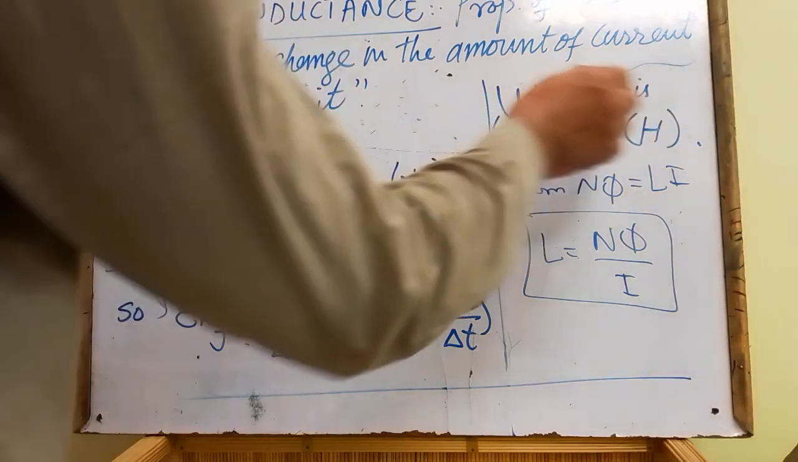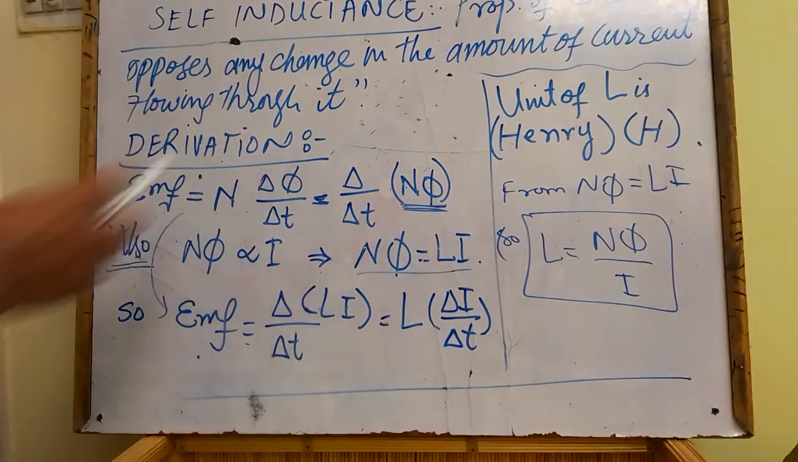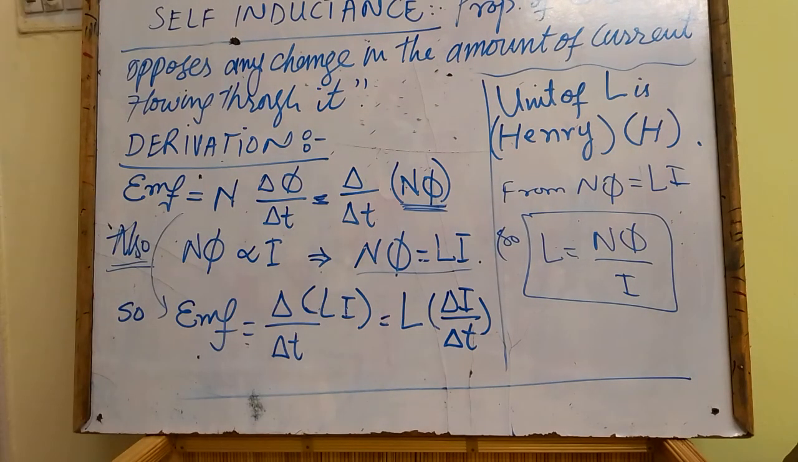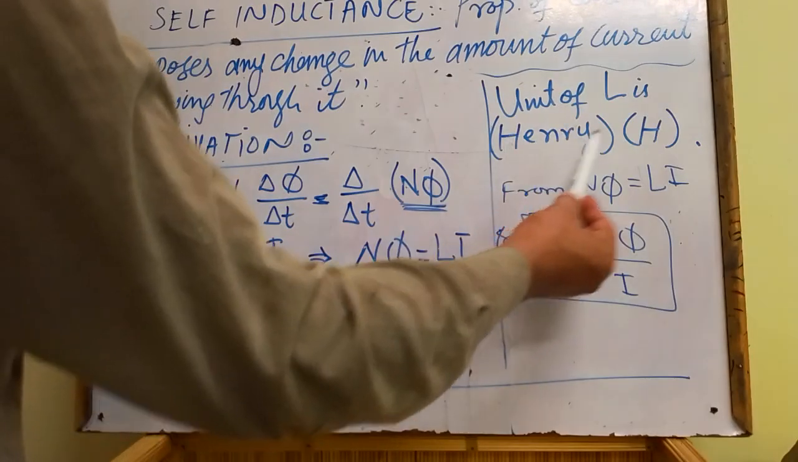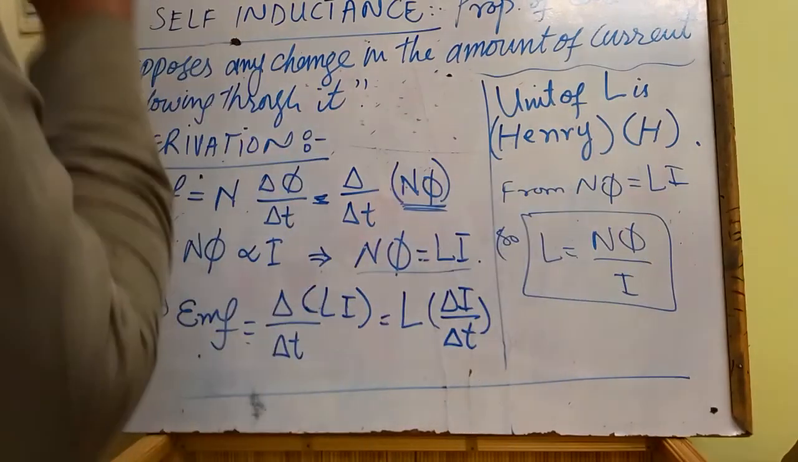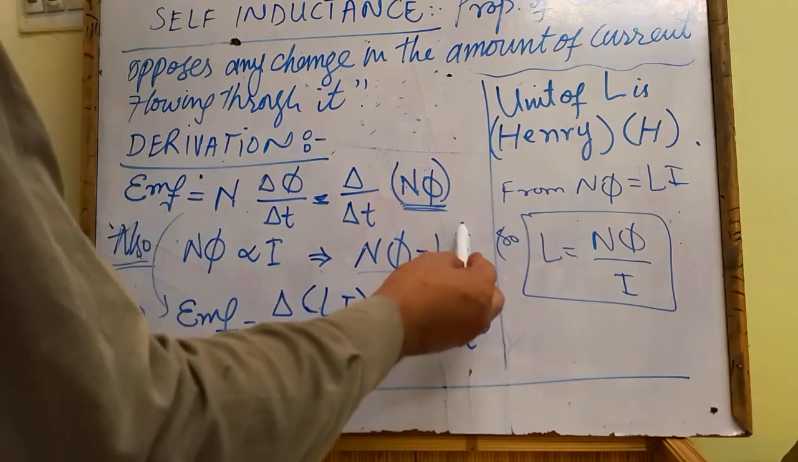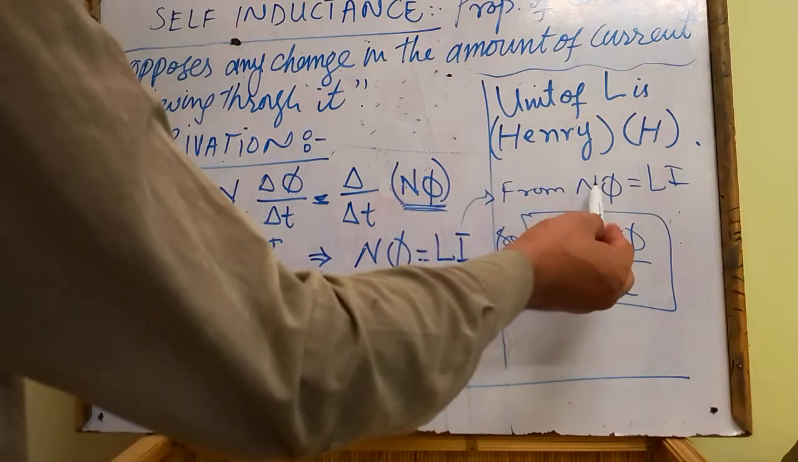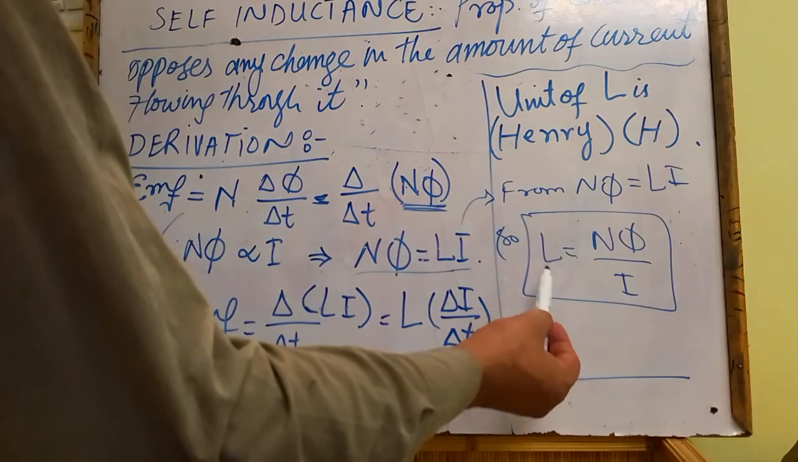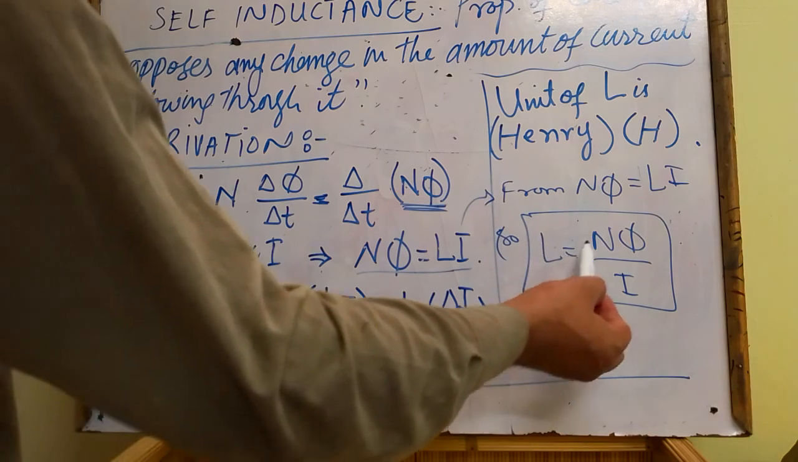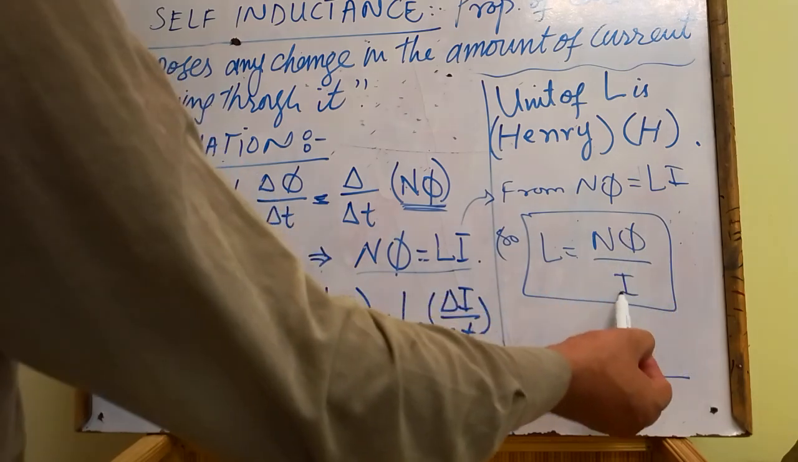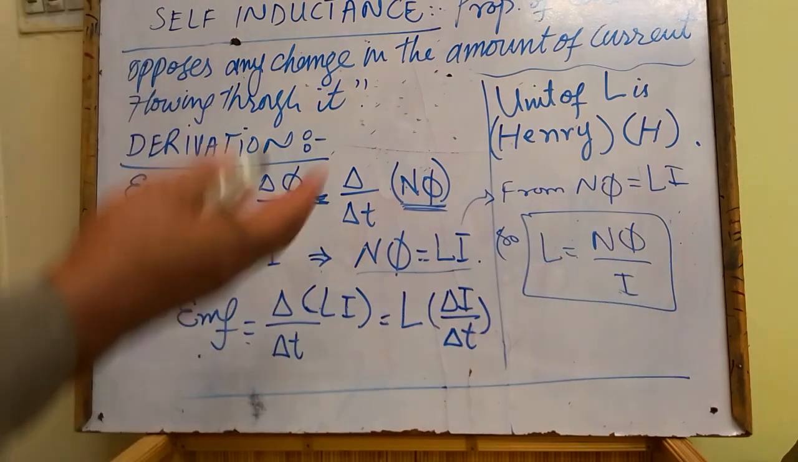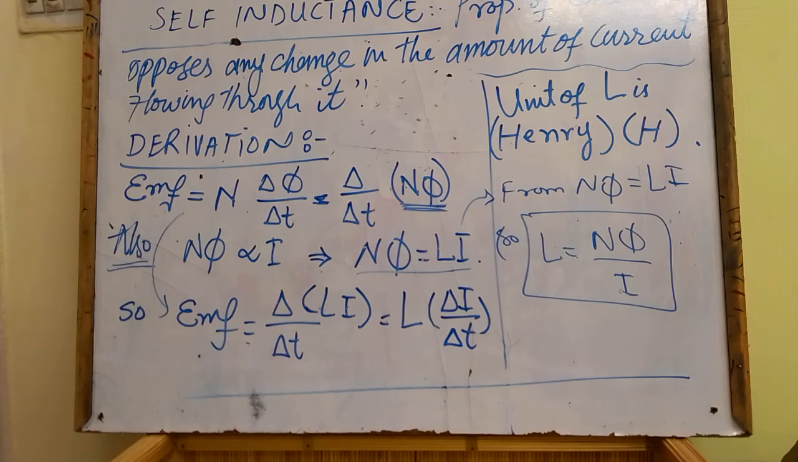What is L? L is the inductance, the symbol for self-induction. The unit of self-inductance is the Henry, symbolized as capital H. From the equation N phi is equal to LI, we can find the value of L, which can be written as L is equal to N phi divided by I, the current I. So, that's all. Have a nice day. Thank you.